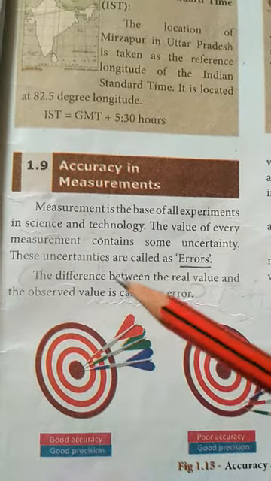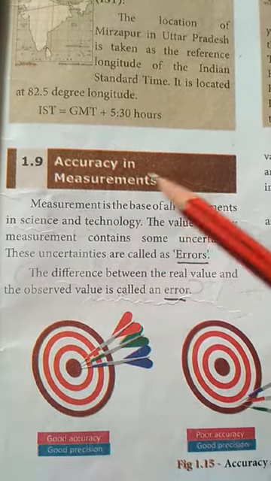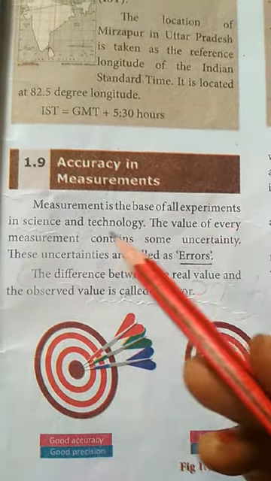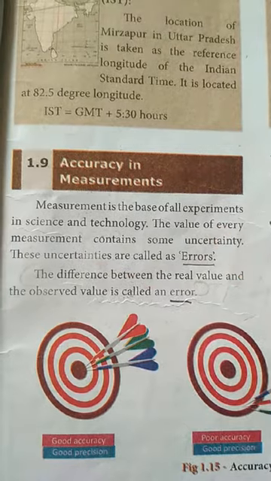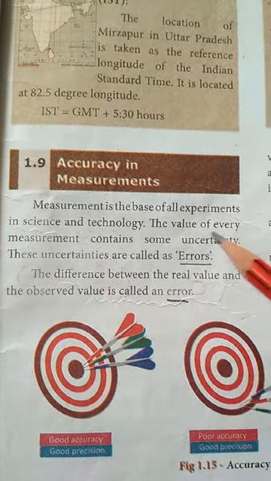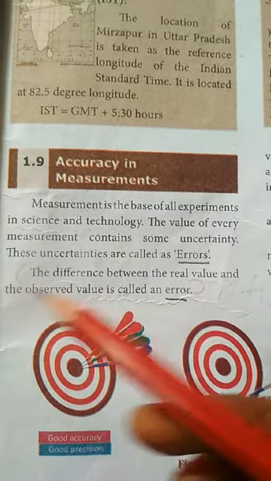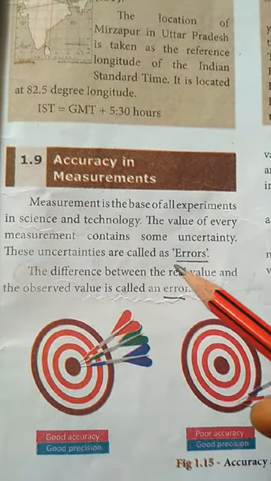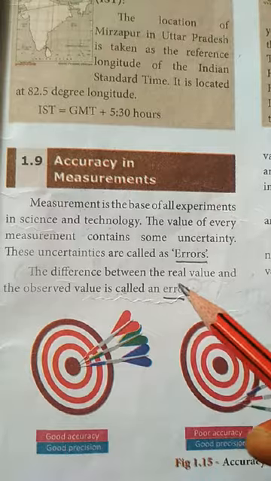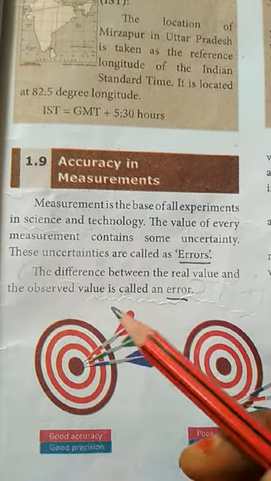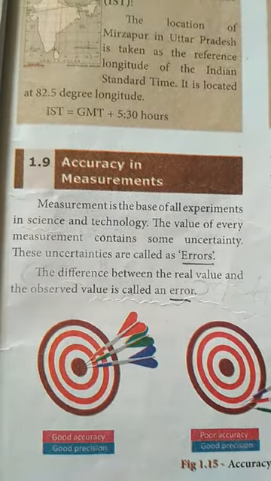Next, let us see accuracy in measurement. Measurement is the basis of all experiments in science and technology. The value of every measurement contains some uncertainty. These uncertainties are called error. The difference between the real value and the observed value is called an error.